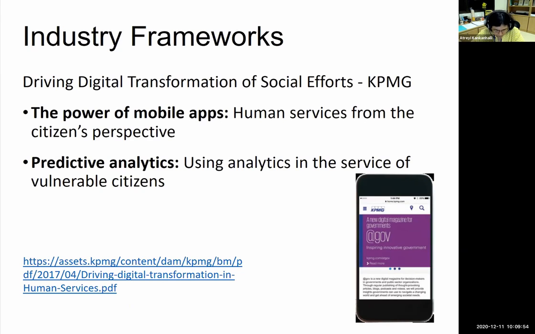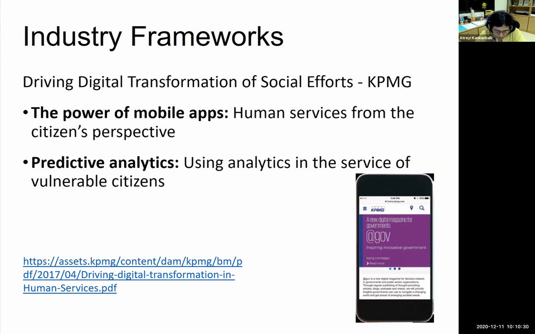The one that I just showed here is a KPMG model on how to deliver social services. And they talk about a few points. First is to leverage the power of mobile apps to deliver services to citizens. And yet they caution that there are some services that are not amenable, more human services that are not necessarily amenable to delivery through this mechanism.